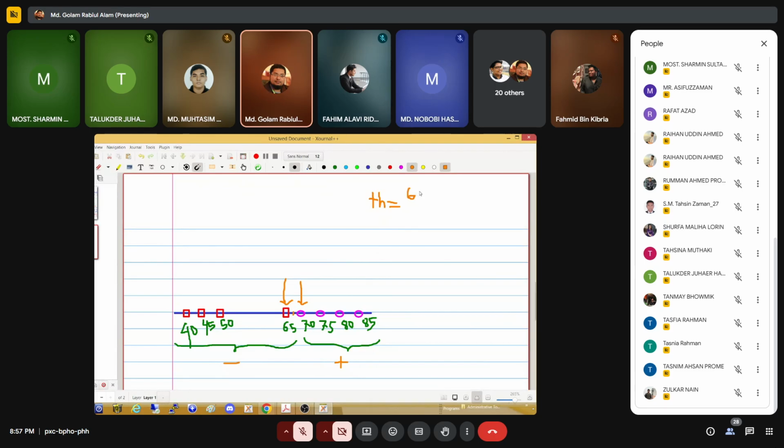The threshold will be 65 plus 70 divided by 2, so it is 67.5. The threshold will be 67.5. So this is the threshold, and the threshold is 67.5.